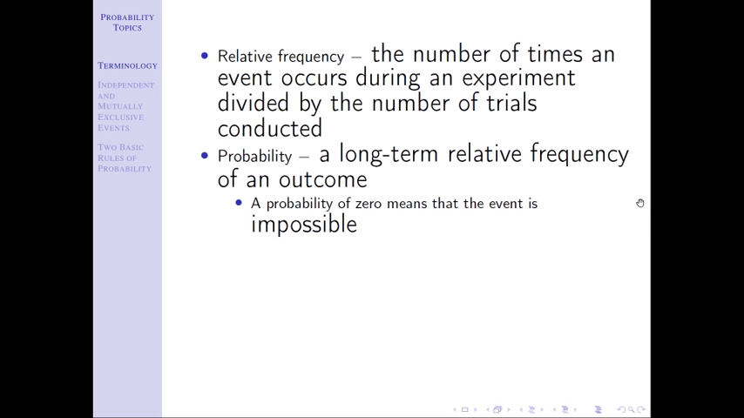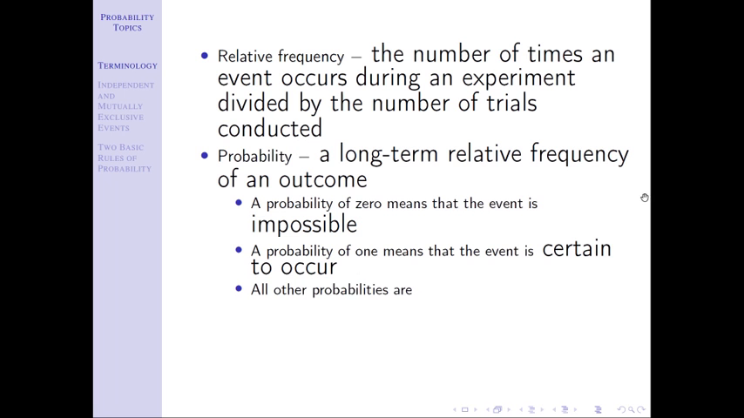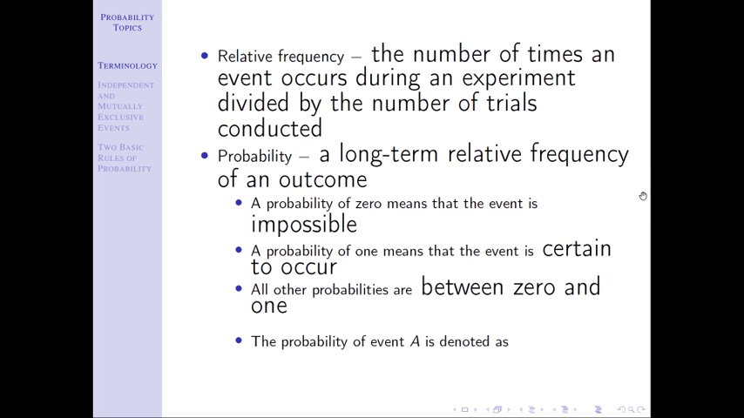A probability of 1 would be the opposite of it. That means the event is certain to occur. All other probabilities have to lie between 0 and 1. And just some notation for us, because you're going to see this throughout the course, we denote the probability of event A happening as a capital letter P, open parentheses, and then event A. So this would be the probability that event A happens.